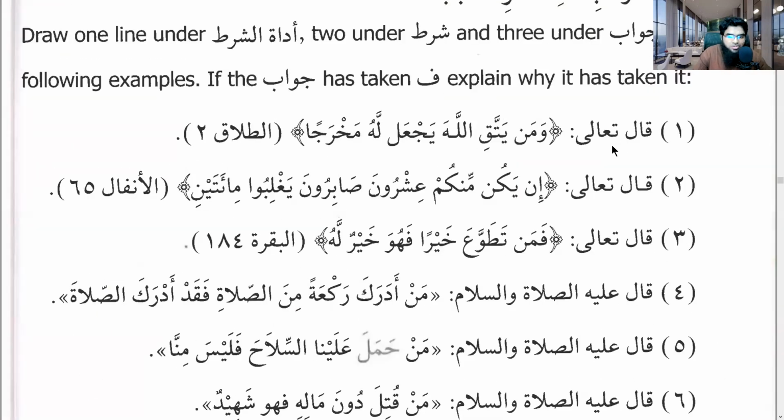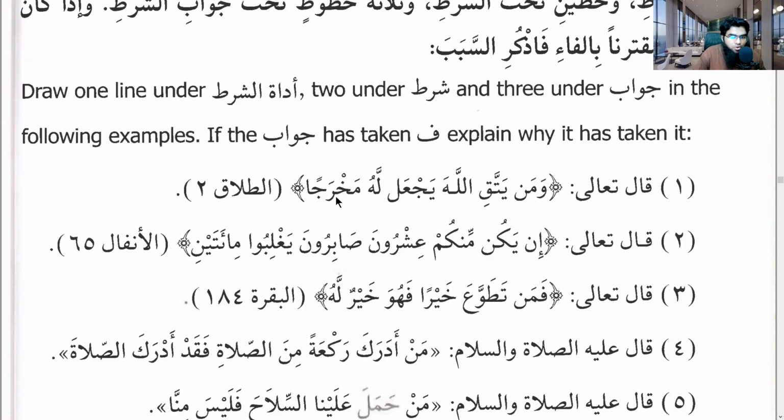قال تعالى. These are all verses of the Quran. وَمَنْ يَتَّقِ اللَّهَ يَجْعَلْ لَهُ مَخْرَجًا. Whoever fears Allah, he will make a way out for him. Makhraj is the ismu makan. Kharaja yakhruju makhraj, a place of leaving. He will make a place of leaving for him, I mean, an exit from the problem. So you have to have taqwa of Allah.